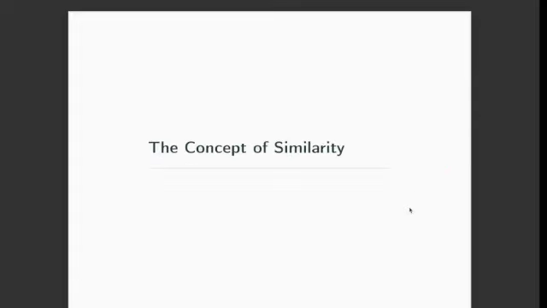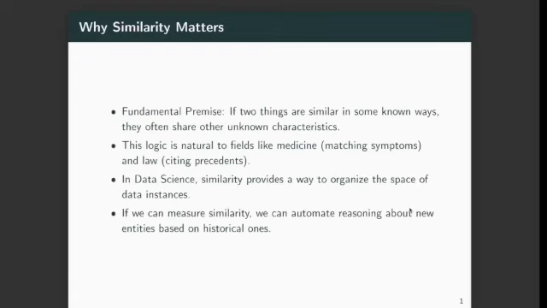Now let's talk about the concept of similarity. As a fundamental premise, if two things are similar in some way, then they often share other characteristics that we have not discovered yet. And we can see this logic every day.